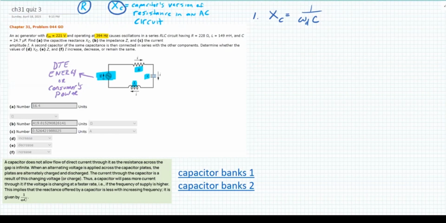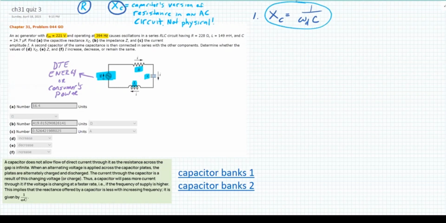Now this is not a physical resistance. Don't let yourself think, well, a capacitor has resistance because maybe there are metal wires in place. That's not the source of this resistance. The source of this resistance is basically in this formula right here.